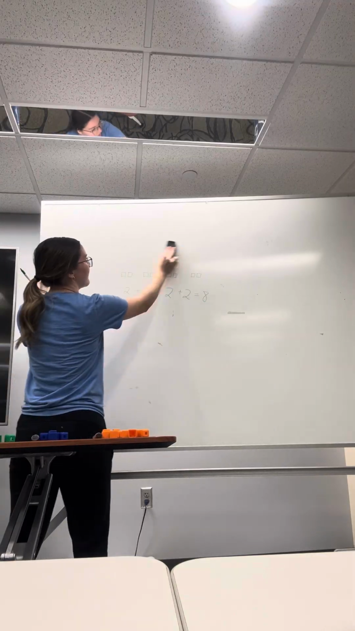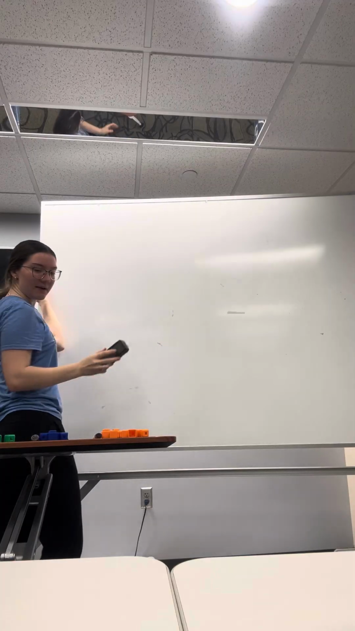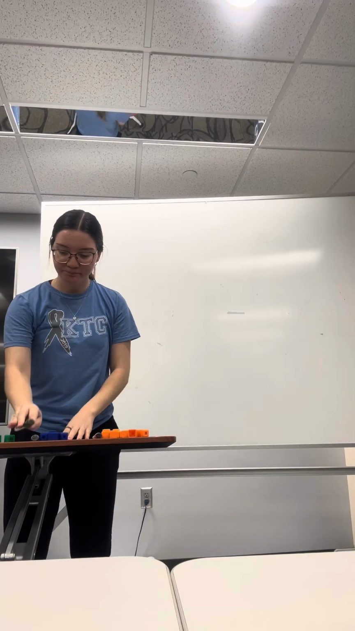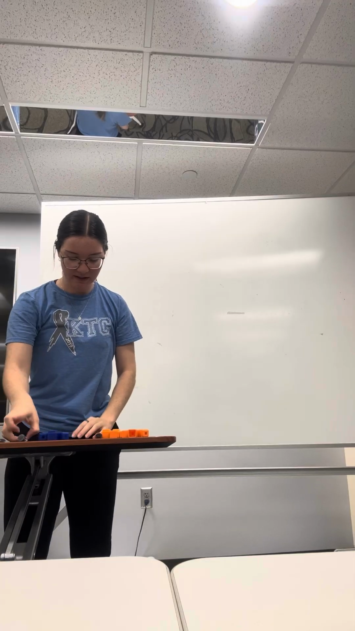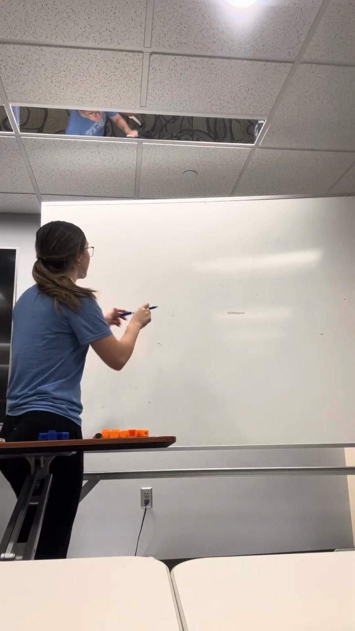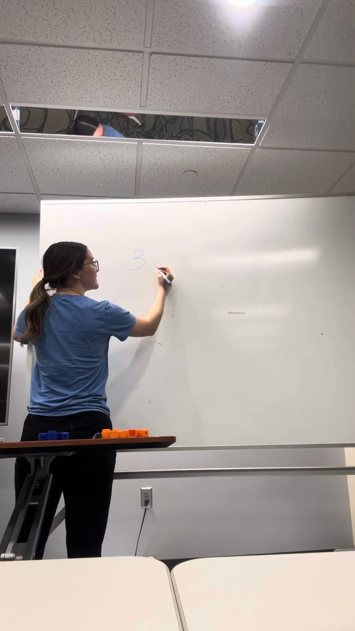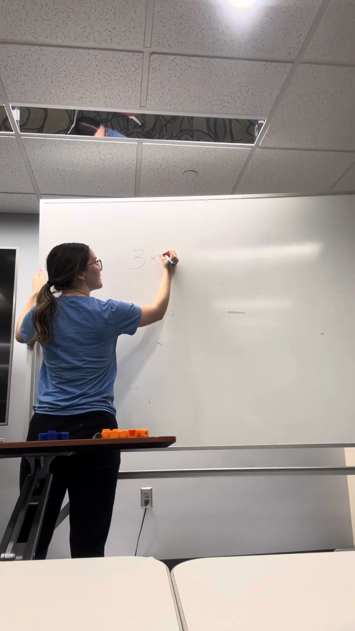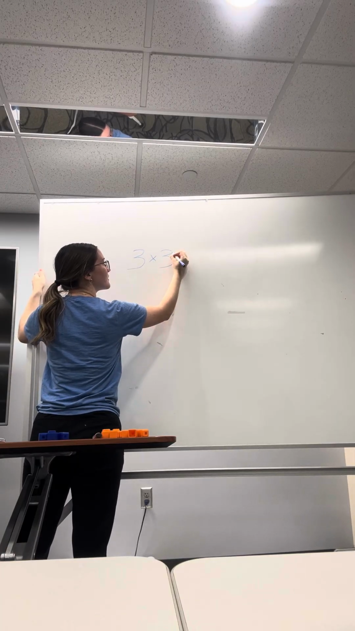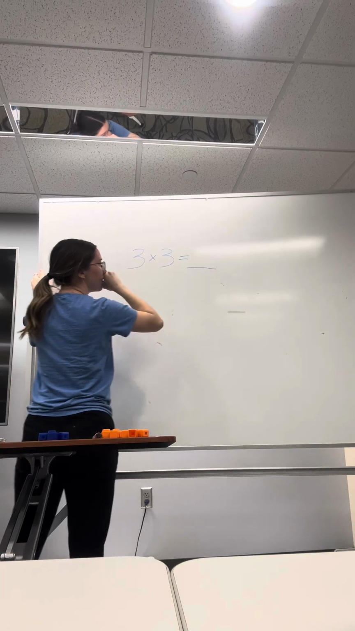You guys are getting a good hang of it. We're going to do one more, and then you guys will do it independently. Our last one is going to be 3 times 3. What does my multiplication sign look like? Yep. And then I need what else? Good job. Equals blank. Okay.